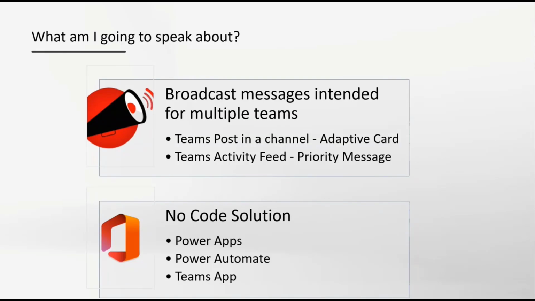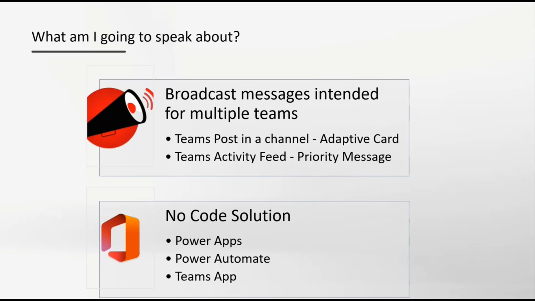This app is going to send an adaptive card in a Teams channel, and it's also going to send an activity feed for priority messages, a custom activity feed. It is a completely no-code solution. It is almost similar to the Company Communicator app, the Teams sample which we have got, but that has a few other functionalities like creating a group chat, etc.